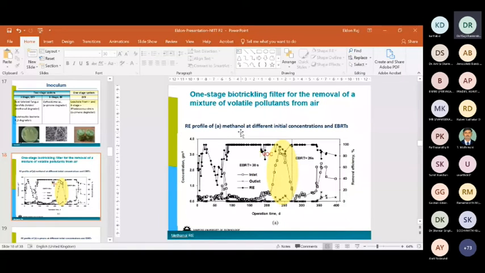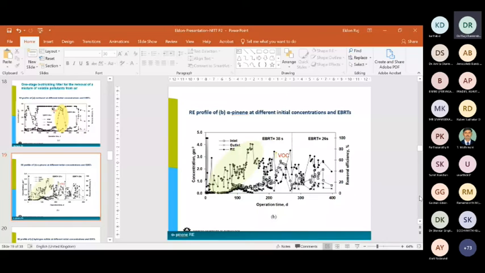So its removal was substantially high. After around 80 days, it was almost 100%, except for a very few days where it went up to 80. But methanol removal was very high in the system. But if you look at alpha pinene removal, it never reached a steady state. It reached only around 80 for a few days. Then again, the concentration was fluctuating.